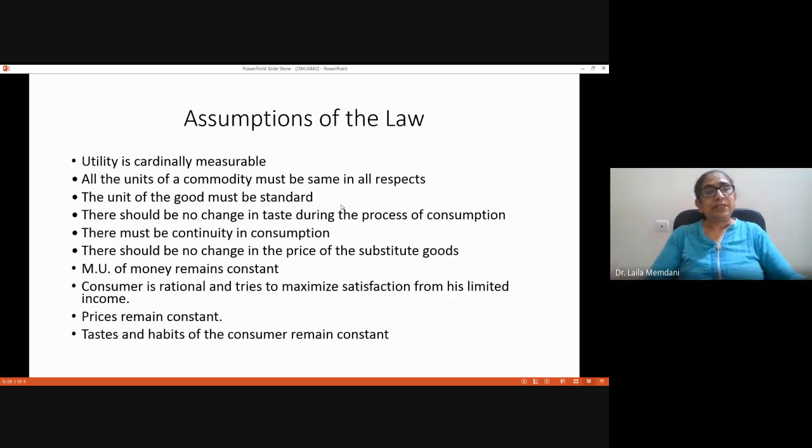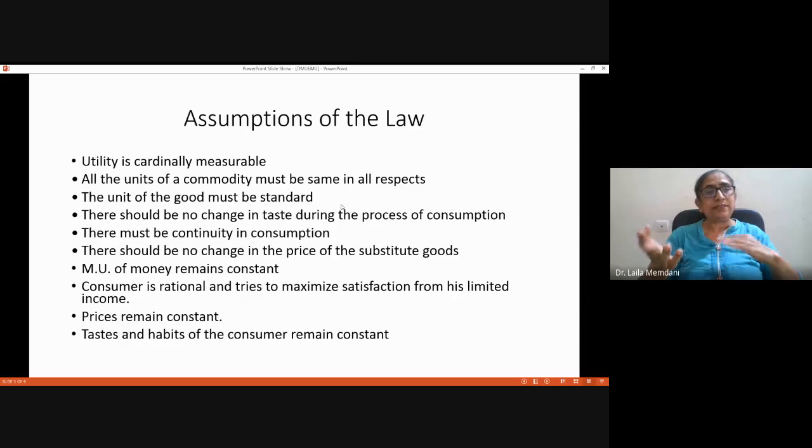There should be no change in the prices of the substitute goods. At the same time, there should be no change in the price of the commodity which you are consuming. So we have the second last one, prices remain constant. Not just the prices of substitutes, but also the prices of complements and the price of the good which you are consuming. There should be no change.